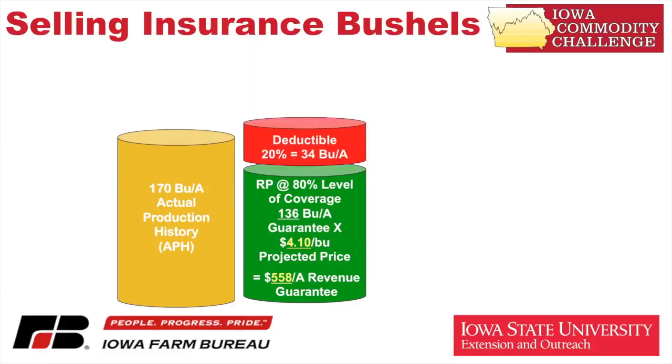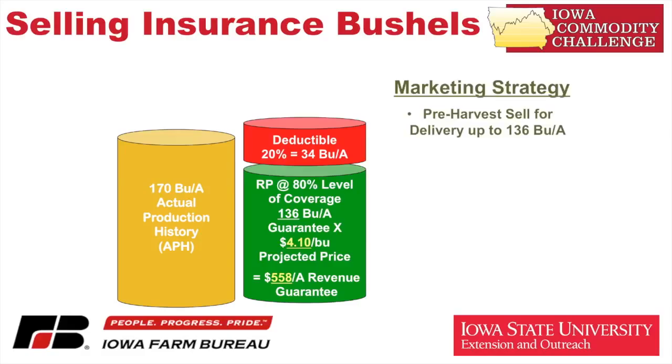So the deductible bushels, or in this case, 34 bushels per acre, do not have a yield or price guarantee associated with them. So my marketing strategy for new crop is this. I could pre-harvest sell for delivery, forward cash contract, perhaps an HTA, up to 136 bushels per acre.